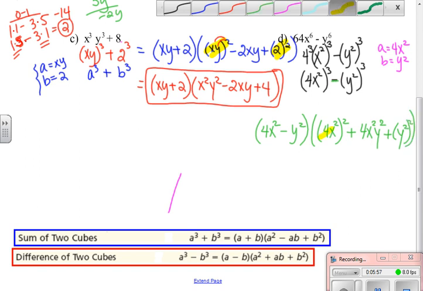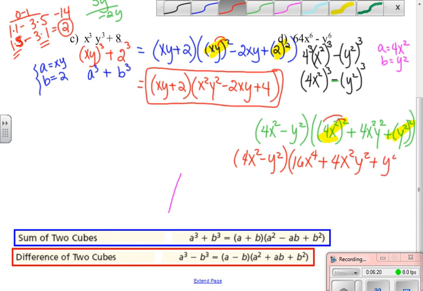So again, we've got some cleanup here and some cleanup there. And so I have 4x squared minus y squared times, distribute this, 16x to the fourth plus 4x squared y squared plus y to the fourth. And that's how you deal with the sum and difference of two perfect cubes. Those are formulas I'm going to give you for the test, so you just have to be able to apply them.